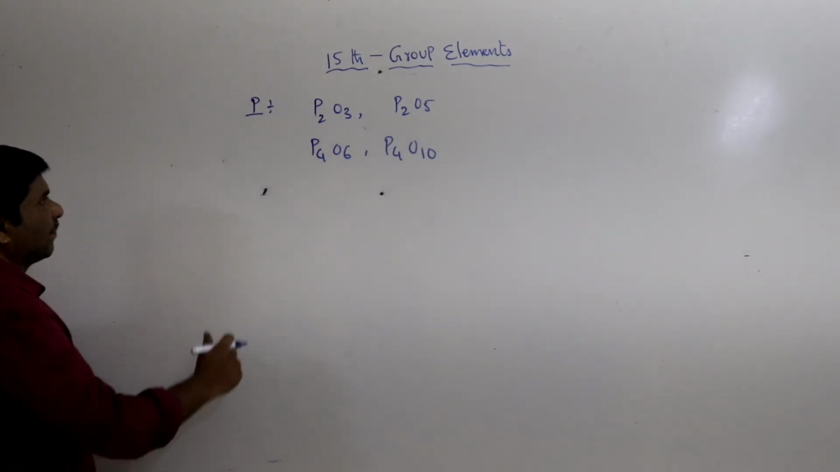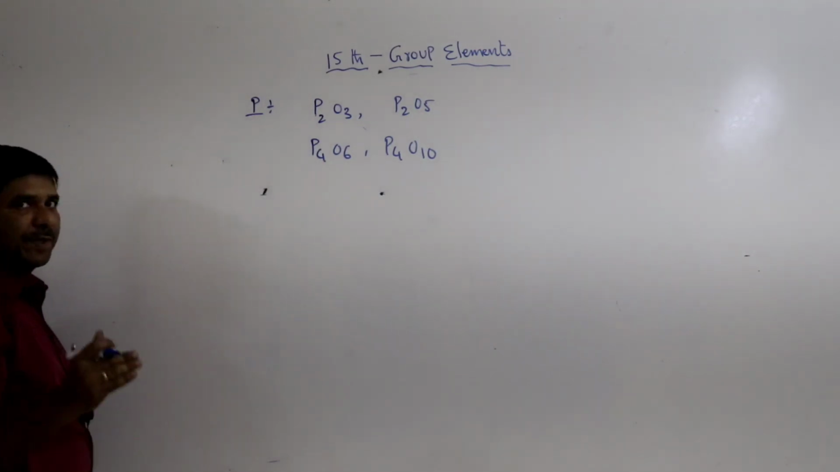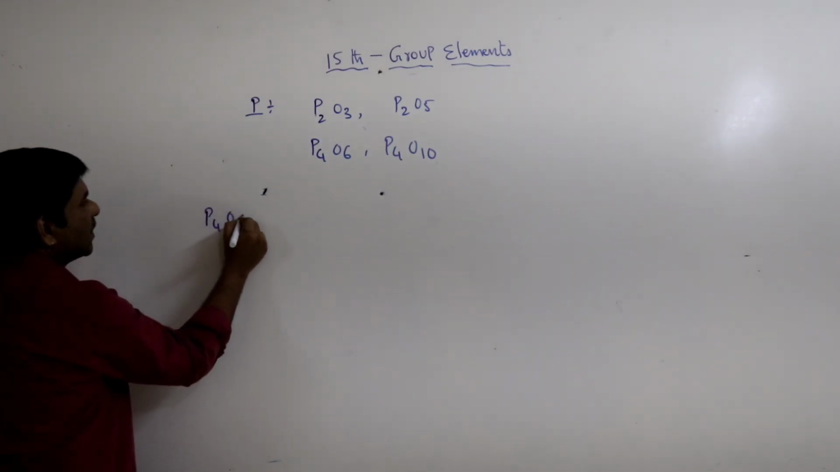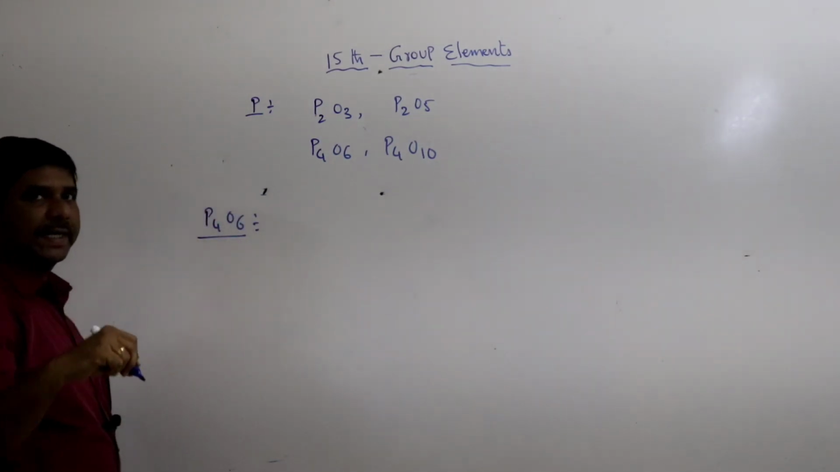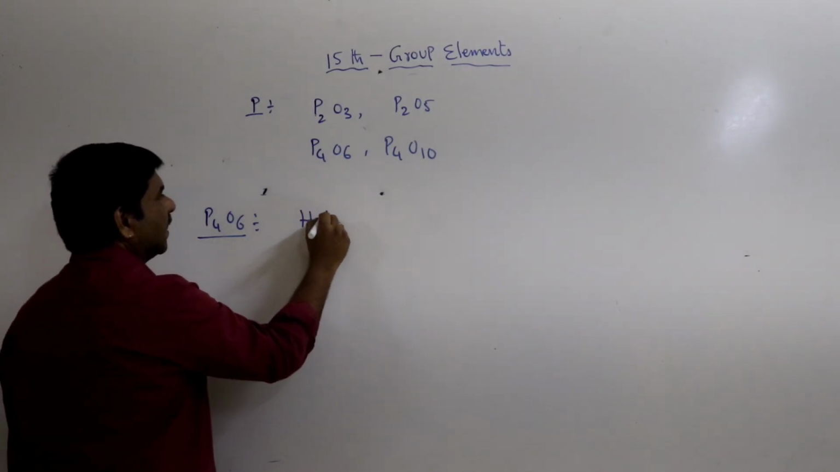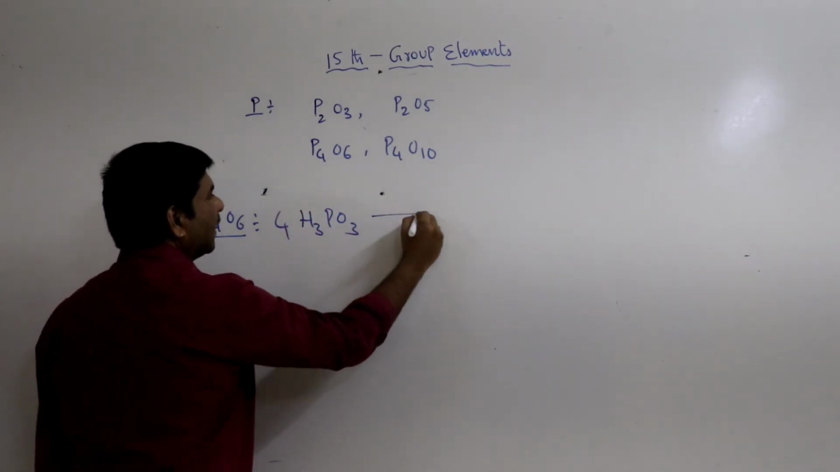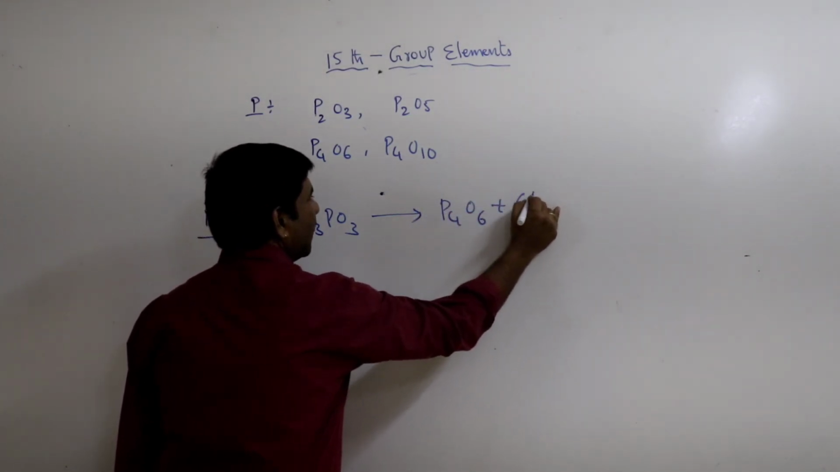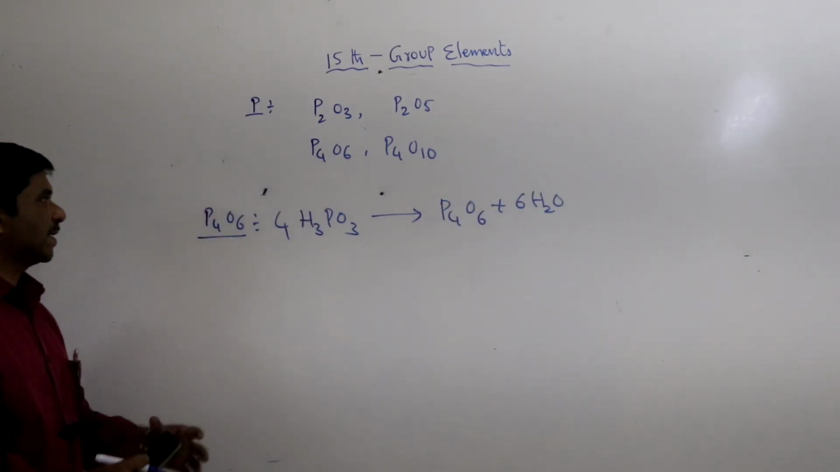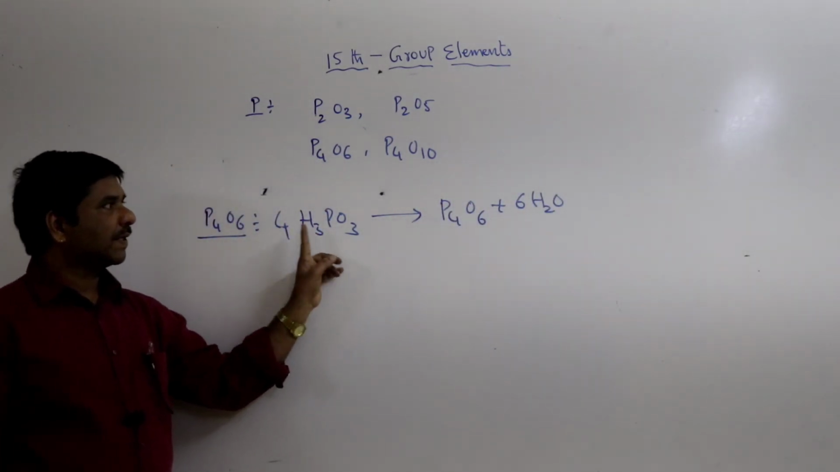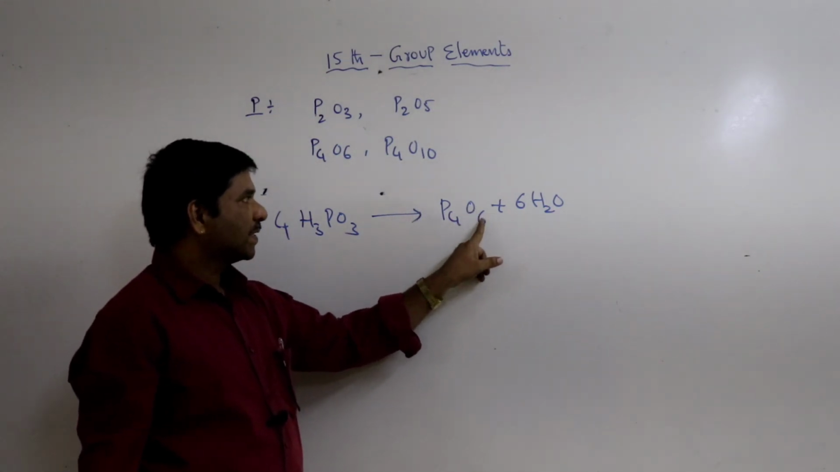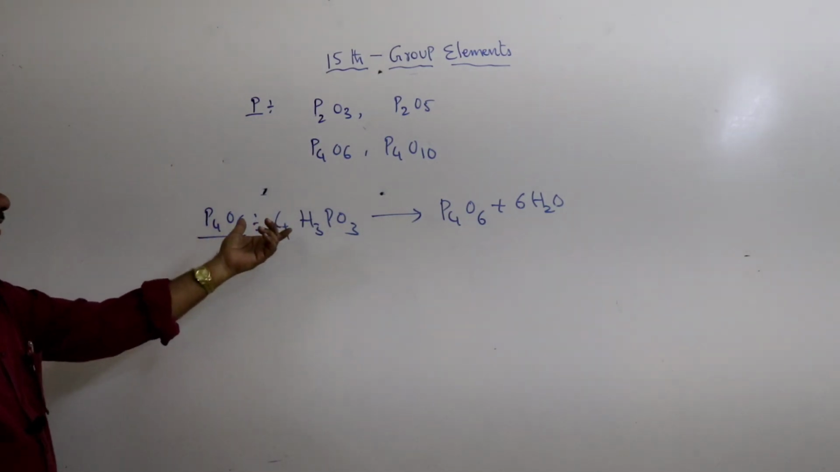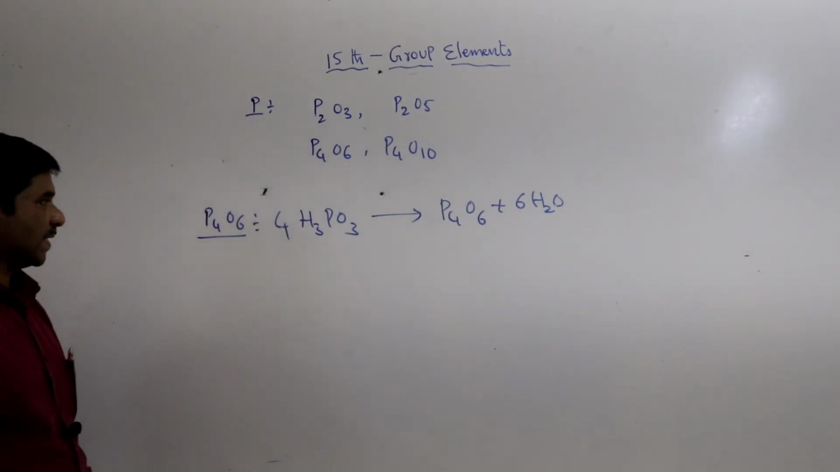P4O6 can be obtained by dehydrating phosphorus acid. You know phosphorus acid is H3PO3, and dehydrating means removal of water. It can form P4O6 plus 6H2O. Check it: 4 phosphorus, 12 hydrogen, 12 oxygen on the left, and 4 phosphorus, 6 plus 6, that is 12 oxygens, and 12 hydrogen on the right.